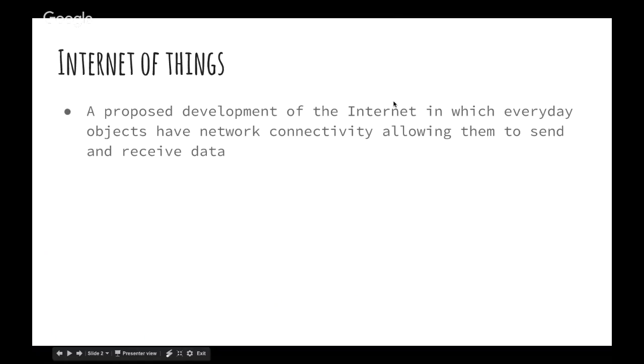So first, what is the Internet of Things? It's a proposed development of the Internet in which everyday objects have network connectivity, allowing them to send and receive data.